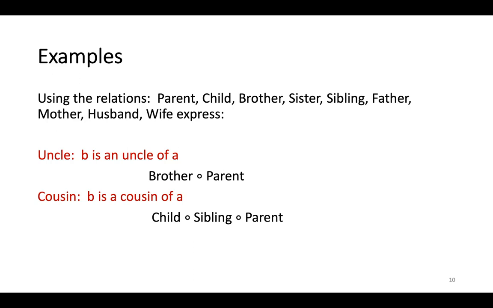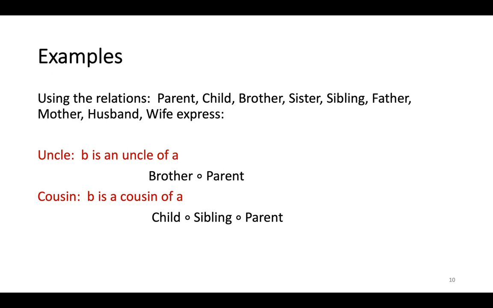So yeah, we can do the opposite way. If you have a specific relation, we can make a combination using these relations. So uncle is a brother or parent. So we can say brother circle parent. Cousin is a little bit complex.